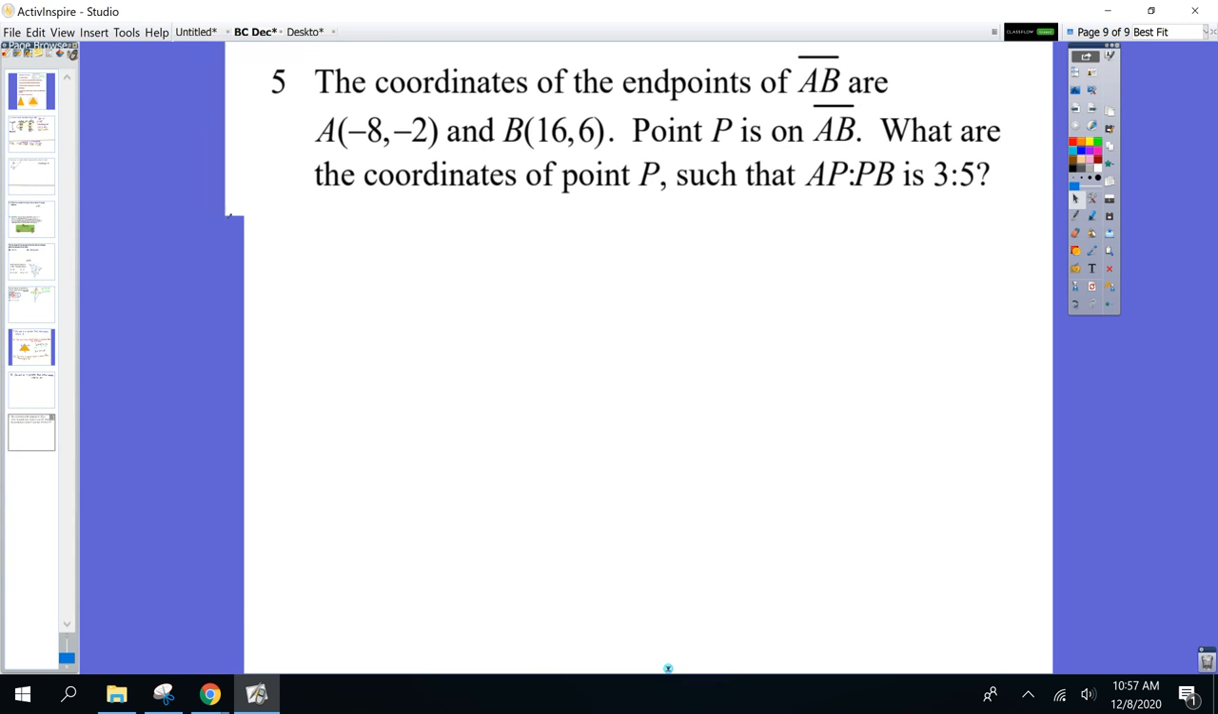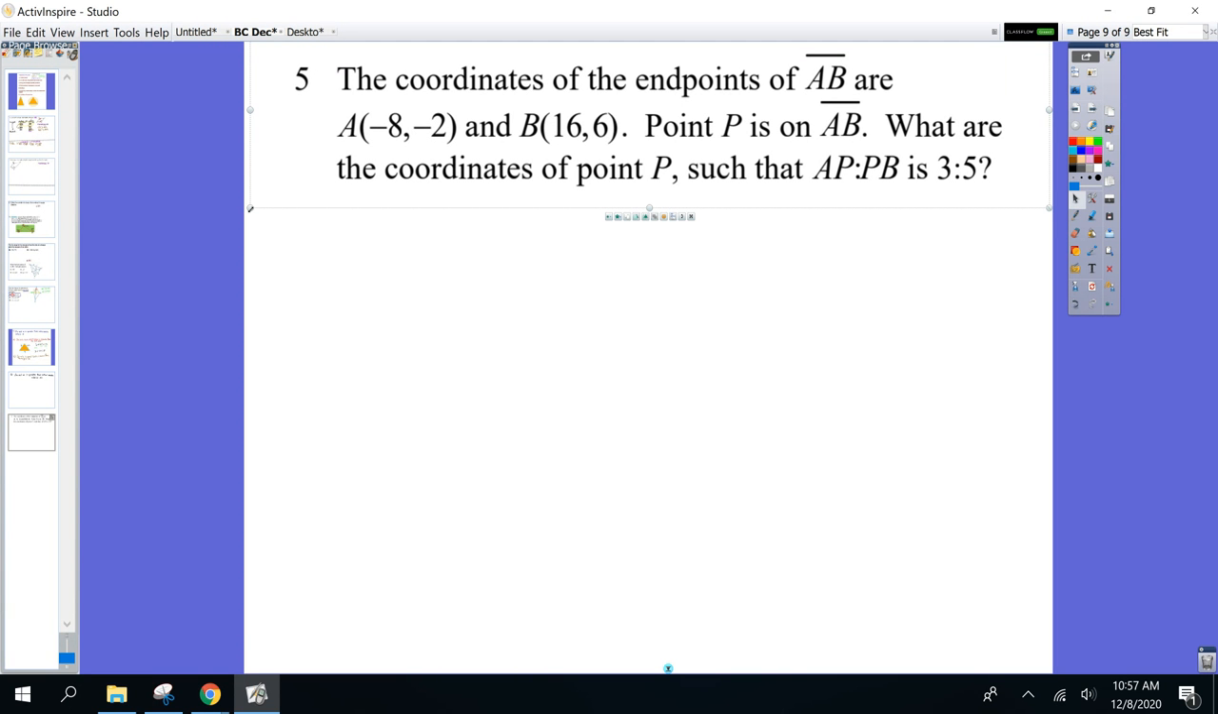Reviewing partitions again. So my A point is (-8, -2). B is (16, 6). Find a point that breaks it up into a ratio of 3 to 5. Which means to me you have to break AB, the segment AB, into 8 congruent parts to do this. All right, 8 congruent parts. I saw on your quiz a lot of people have different ways of doing this. I always start with the x coordinate and I say, all right, how long on the x coordinate is AB? You're going from -8 to 16. So if you go from -8 to 16, on the x-axis, you are going 24 units.